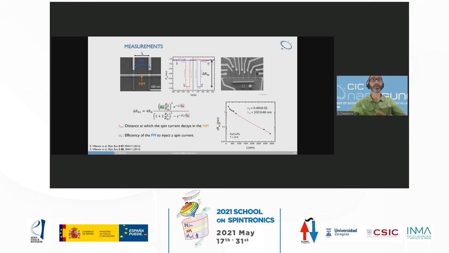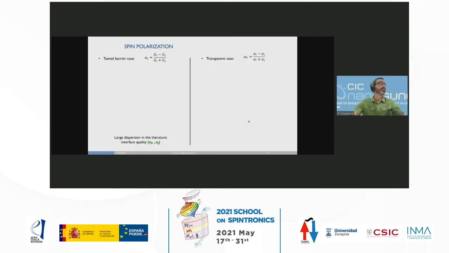In this example, the ferromagnet is permalloy. It has 40% spin polarization. And the spin diffusion length of copper, which is the material here, is around 1 micron. So I mentioned before that from here, okay, in the transparent case, you will get the spin polarization. In the tunnel barrier case, you will get the spin polarization of the barrier.